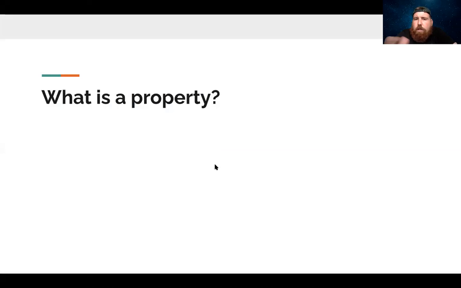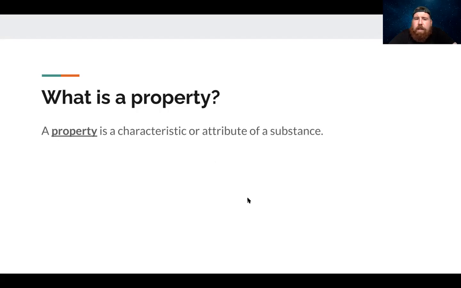today. So, let's first start off by talking about what a property is. A property is some sort of characteristic or attribute of a substance. Back in the day when I used to teach at the Science Museum, one of the elementary school kids basically came up and said, "A property is something you own." And I was like, yeah, actually, property is something that something owns.